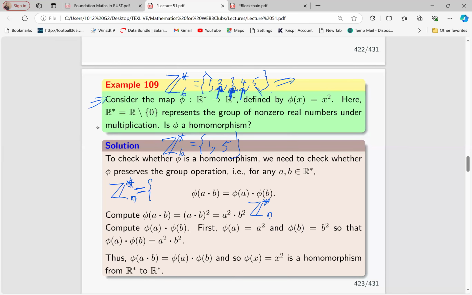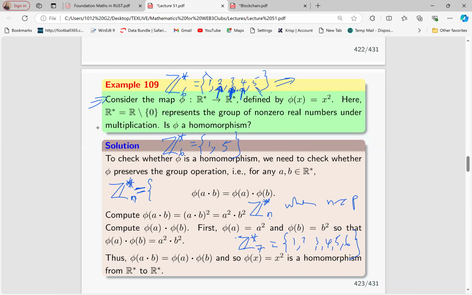The only time Z star n will be a group is when n is prime. When n is prime, for instance, Z star 7, which is 1, 2, 3, 4, 5, 6, will be a group. Because we've just removed 0, and all these elements have inverses. Closure is satisfied, associativity is satisfied, and so on.